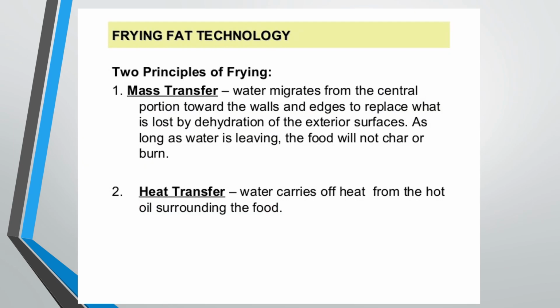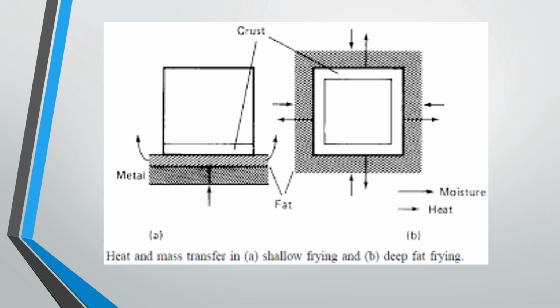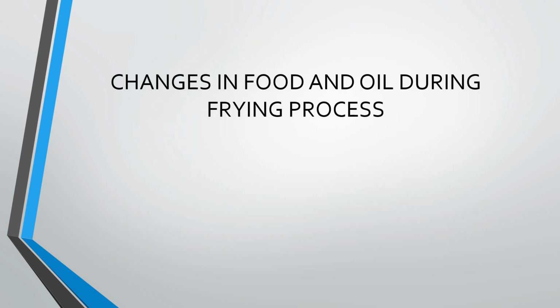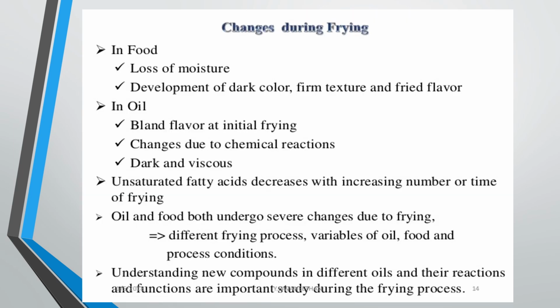Two principles of frying, we have mass transfer and heat transfer. Water migrates from the central portion towards the wall and to the edges and to the outer surfaces. In heat transfer, water carries off heat from the hot oil surrounding the food. So here this picture shows shallow frying and deep frying. Next, the changes in food and oil during the frying process.